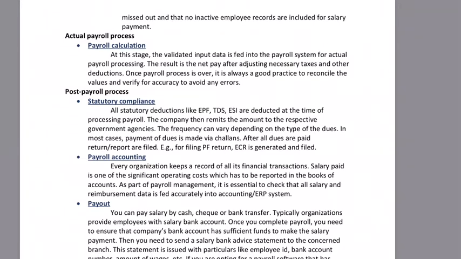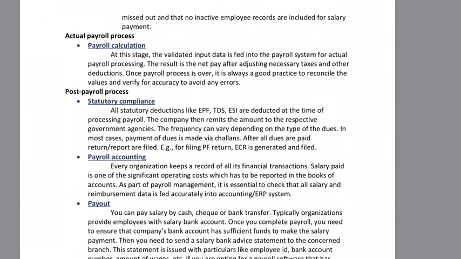Then payroll accounting. Every organization keeps a record of all of its financial transactions. Salary paid is one significant working capital cost, no? And it has to be reported in the books of accounts. As part of payroll management, it is essential to check that all salary and reimbursement data is fed accurately in the accounting or ERP system. Mostly all organizations do use an ERP system, or at minimum they are using Excel these days, but it's a horrible, tedious process when they are doing it manually.